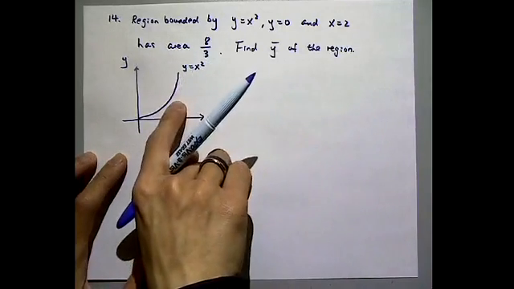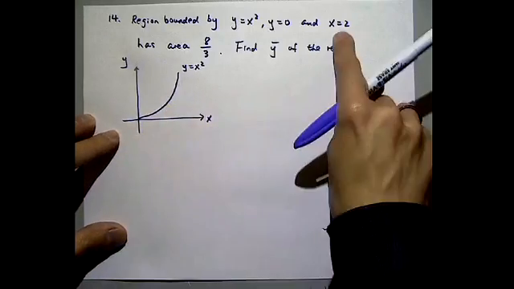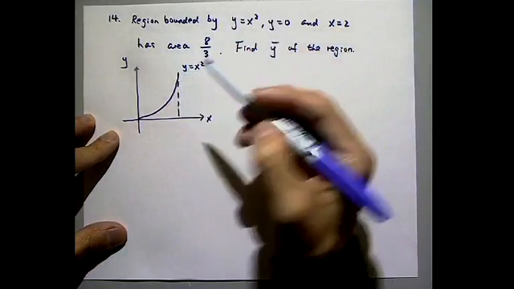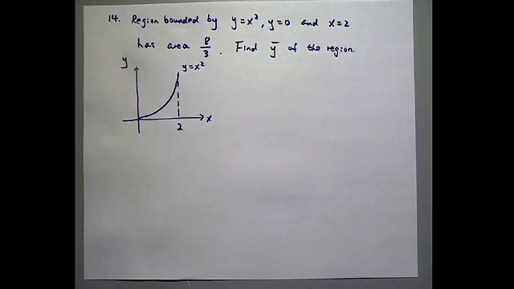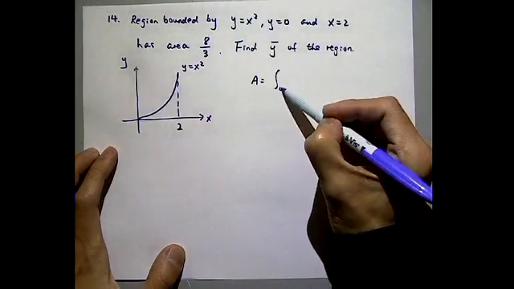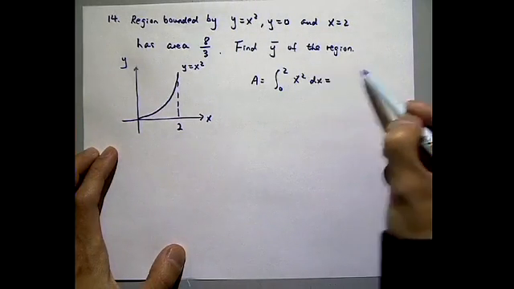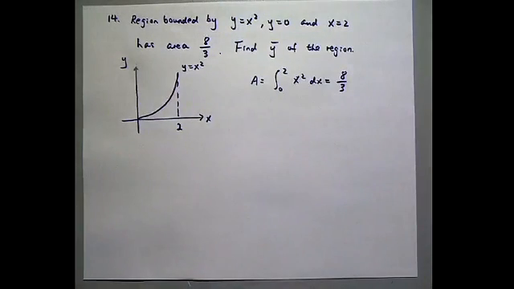So there's my x squared. Y equal to 0 is just the x-axis. And then x equal to 2 is a vertical line like that. Put it right there. And then we're told that the area is simply 8 over 3. Yep, and that's an easy one to verify too.